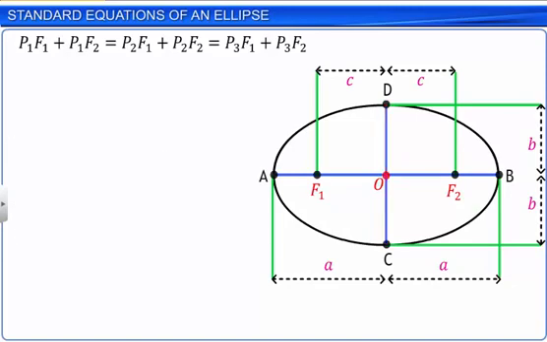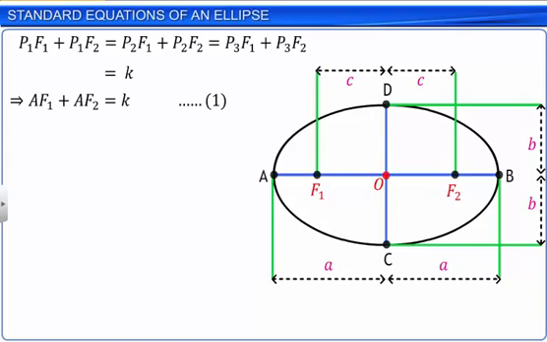Now let us look at another important relationship in an ellipse. Let k be the constant equal to the sum of the distances of any point on the ellipse from its foci. Since vertex A lies on the ellipse, the sum of distances AF1 and AF2 is also equal to k. Let this be equation 1.